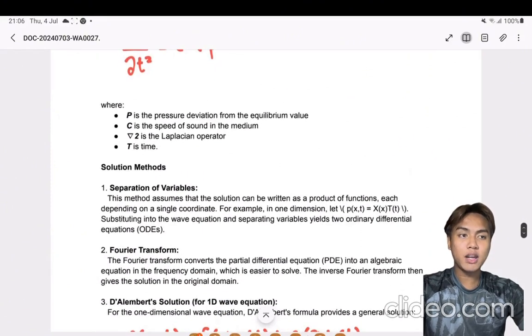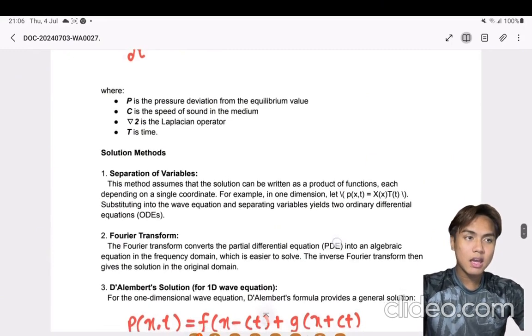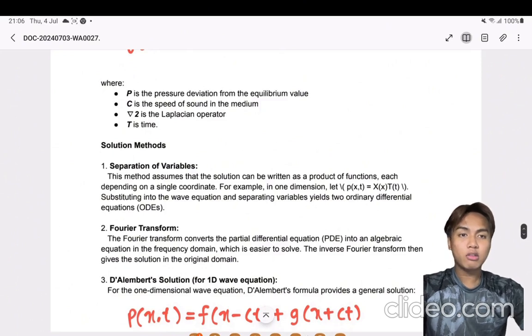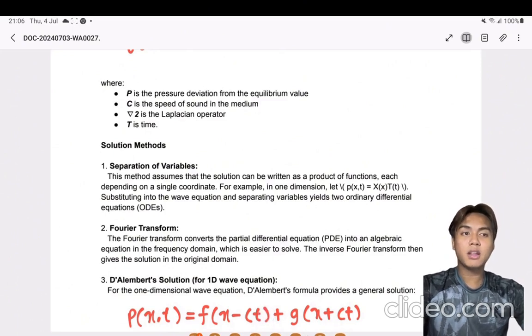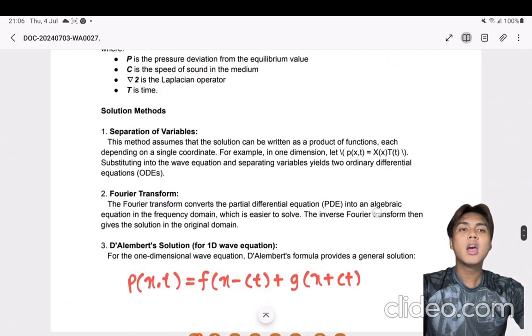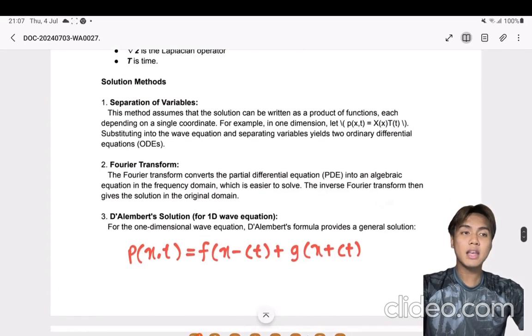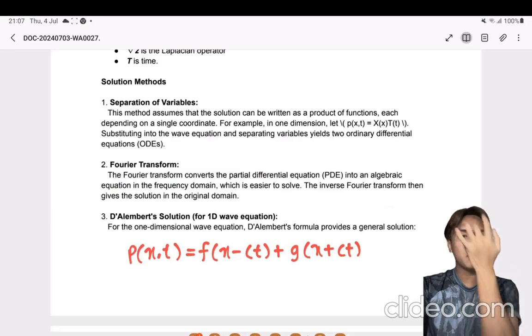For example, in one dimension, we let p(x,t) equal X(x)T(t). Substituting into the wave equation and separating variables yields two ordinary differential equations, which are ODEs. And the second one is the Fourier transform. The Fourier transform converts the partial differential equation, PDE, into an algebraic equation in the frequency domain, which is easier to solve. The inverse Fourier transform then gives the solution in the original domain.